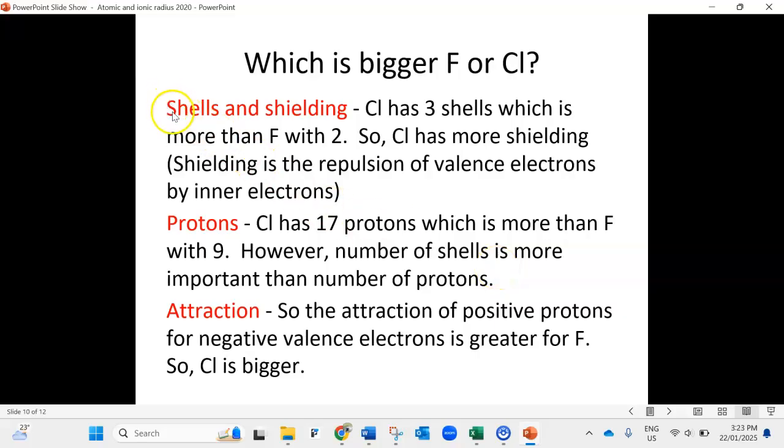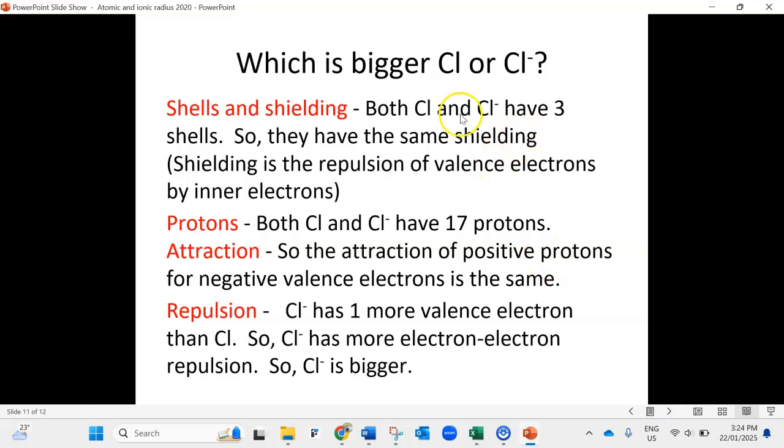Remember, we're talking about SPAR, and in SPAR, S comes before P. So the attraction of positive protons for negative valence electrons is greater for fluorine, so chlorine is bigger. Note in this slide and the one before, I didn't talk about repulsion because either the shells or the protons, the numbers of those, was different.